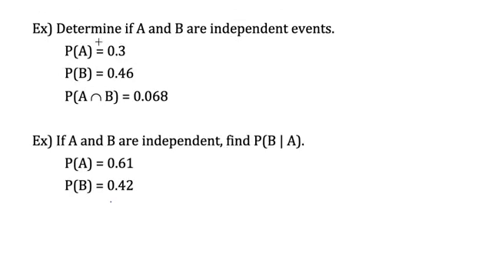All right, let's use this information to determine if A and B are independent events. Well, let's see. If we multiply 0.3 times 0.46, we get 0.138. Well, that was the probability of A times the probability of B, and it did not equal the probability of A and B. So that means events A and B are not independent.